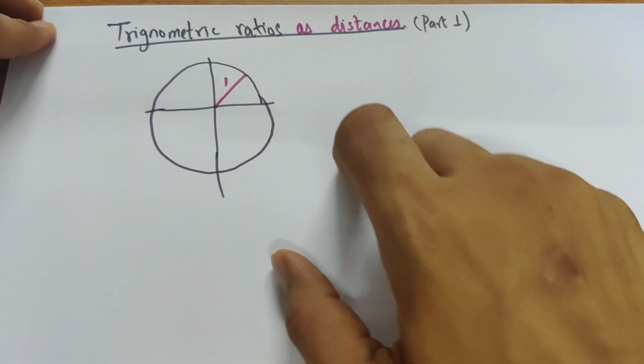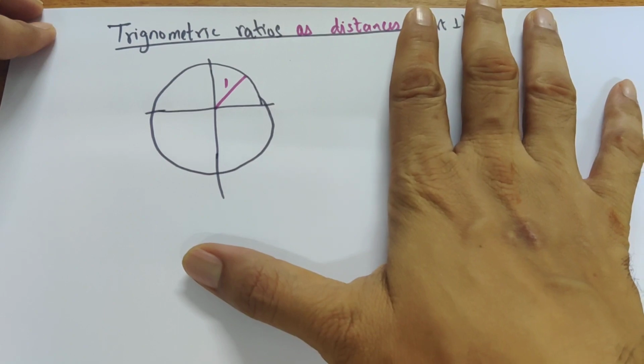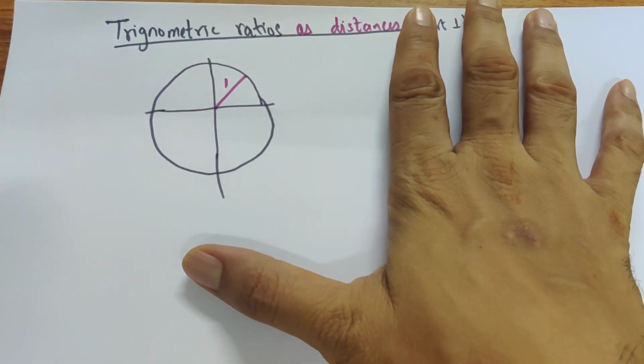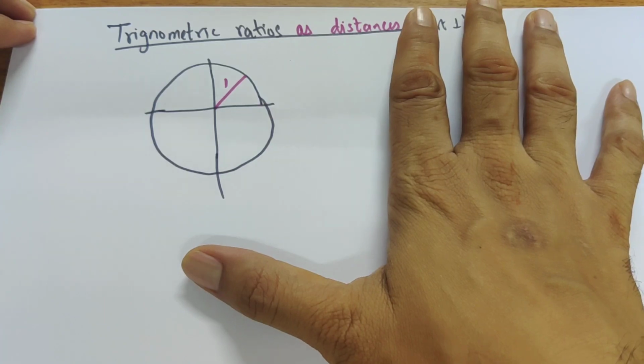So in this video we will look at trigonometric ratios as distances. And why look at trigonometric ratios as distances? Ratios are hard to sort of understand, but when I can see it as a distance, I can see how it changes, what happens to it, how it depends on other things and so on. So that's the idea here.